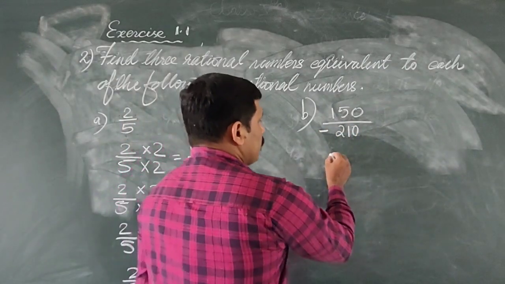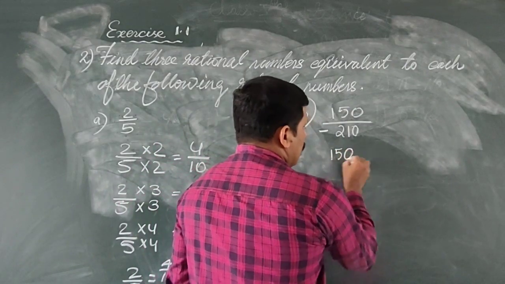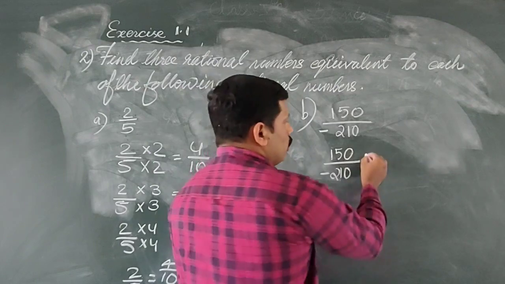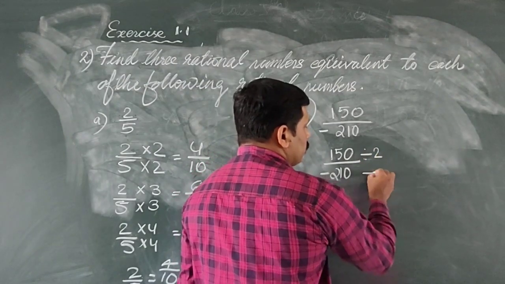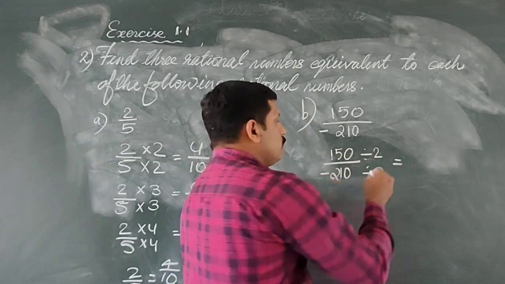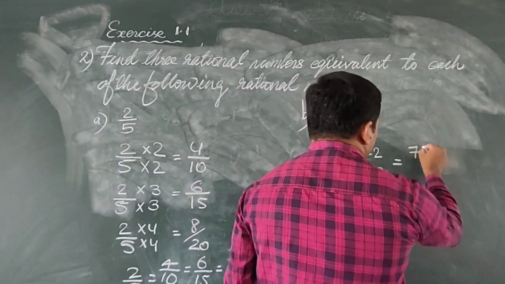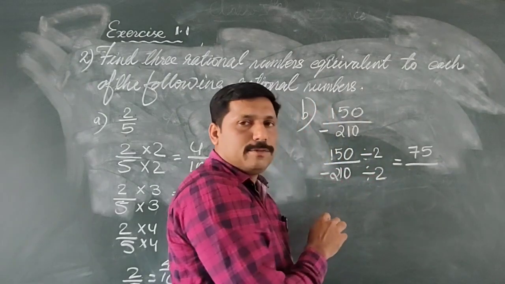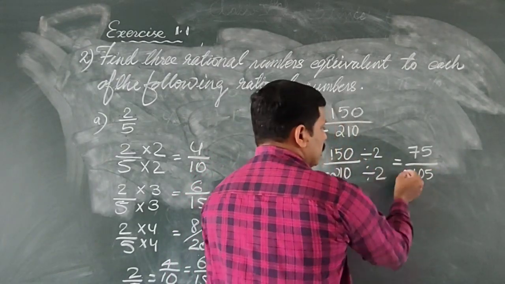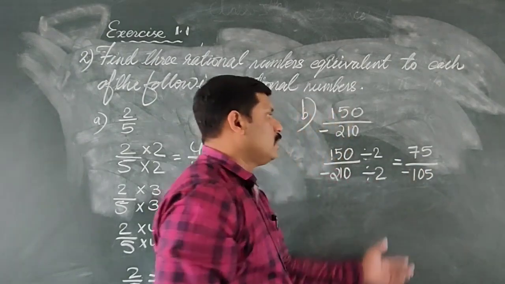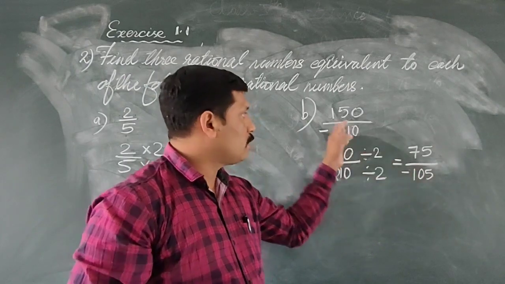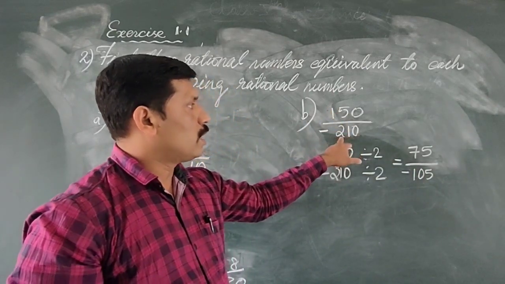So, first we divide 150 upon negative 210. We can divide it by 2. Therefore, we divide both numerator and denominator by 2. Then 150 divided by 2 gives 75, and 210 divided by 2 gives 105. And as it is negative, we keep the negative symbol. So 75 upon negative 105 is another equivalent rational number of 150 upon negative 210.